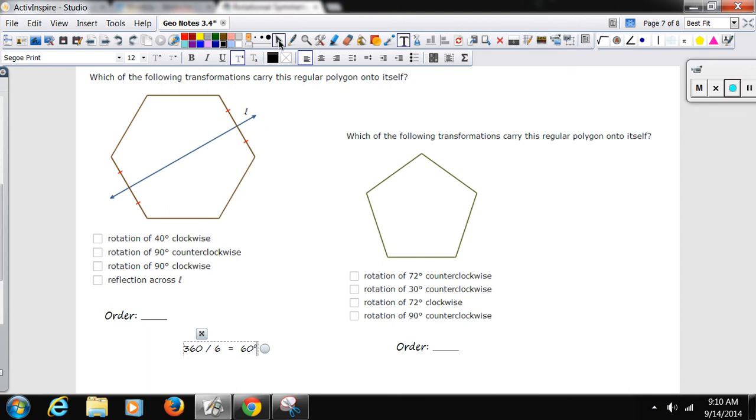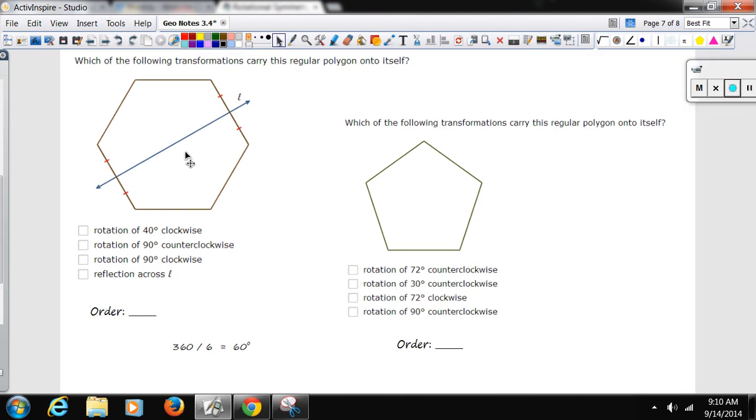Okay, so what that means to us is that every 60-degree move, this side would then land on this side, and this side would then land on this side, and so on. So moving it 60 degrees would cause us to have this shape land on top of itself. That's what it means. So we're looking for a 60-degree rotation, which they don't have.